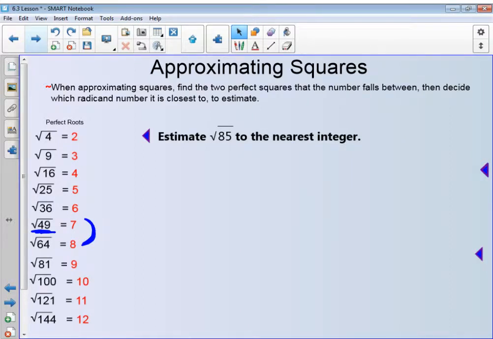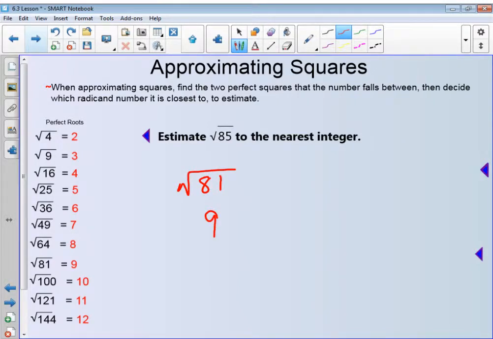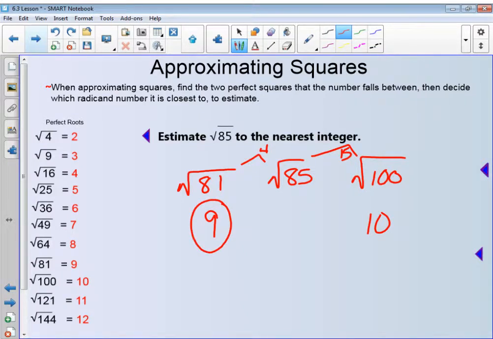So 85, well, let's see. That would fall between 81, which is the square root of 9. Or sorry, the square root of 81 is 9. So it would fall between 9. And then we would have the square root of 85. And then the next perfect square is the square root of 100, which is 10. So it falls between 9 and 10. Which is it closest to? Well, here we're 4 apart. And here we are 15 apart. So which is it closest to? It's closest to 9. So the square root of 85 is about 9.